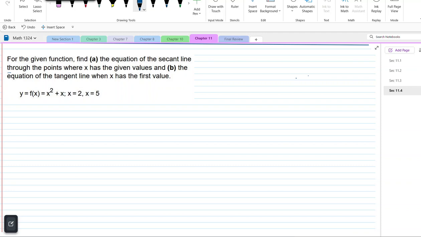All right, so we're going to do A first. We're going to find the secant line from the pairs of x equals 2 and x equals 5. So our first step is going to be to go to the y equals and enter the function. And this is with our graph.